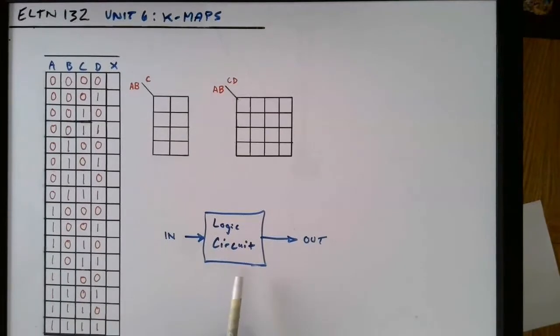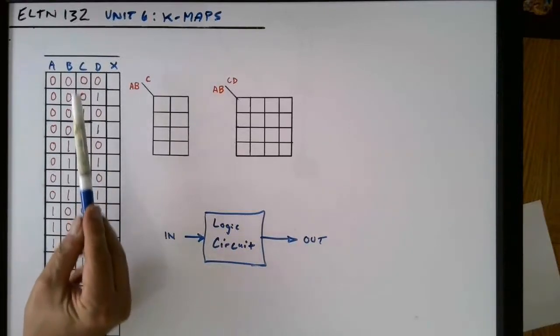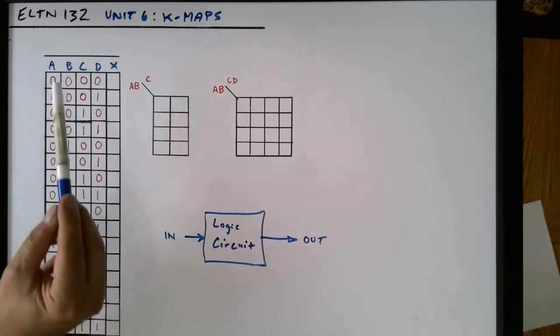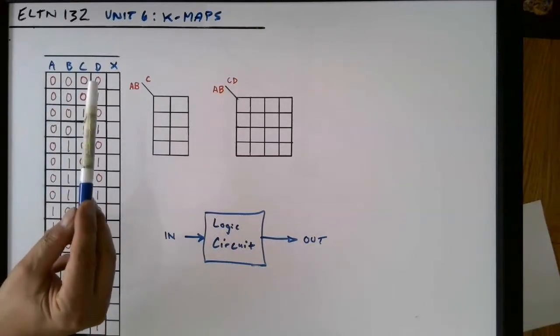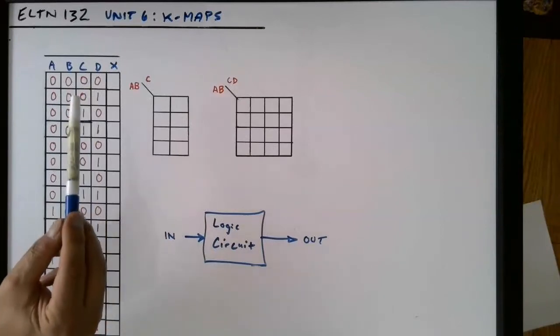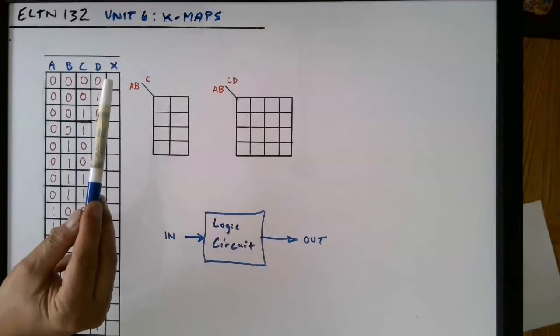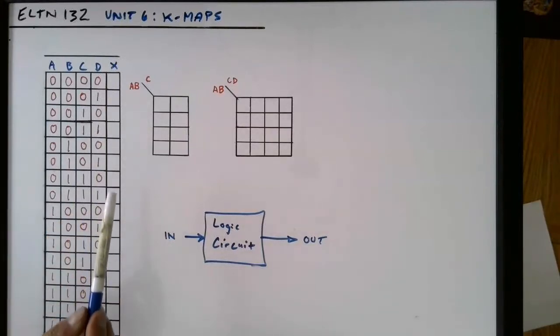So this box represents some kind of logic circuit that has a number of inputs and, in this case, a single output. And we're going to have a truth table here that's going to be populated with all of the inputs. In this case, it'd be a 4-input system. We'll jump around probably back and forth between a 3 and a 4-input system, and a single output X. So all of these outputs are going to be defined for you.